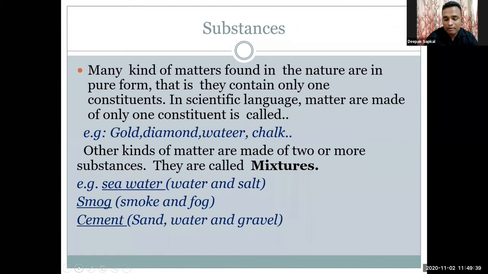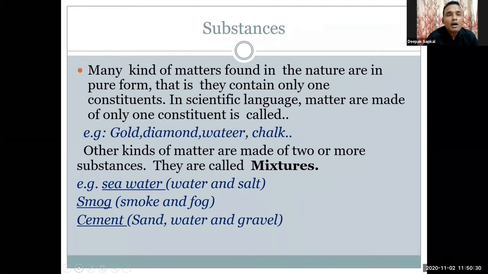Okay. Now, next point, we'll move to substances. Many kinds of matter found in nature are in the pure form. It might be coal, silver, gold, iron. Many things we find in nature in the pure form, that is, they contain only one constituent, one composition. In scientific language, matter made of only one constituent is called a substance. Understood?